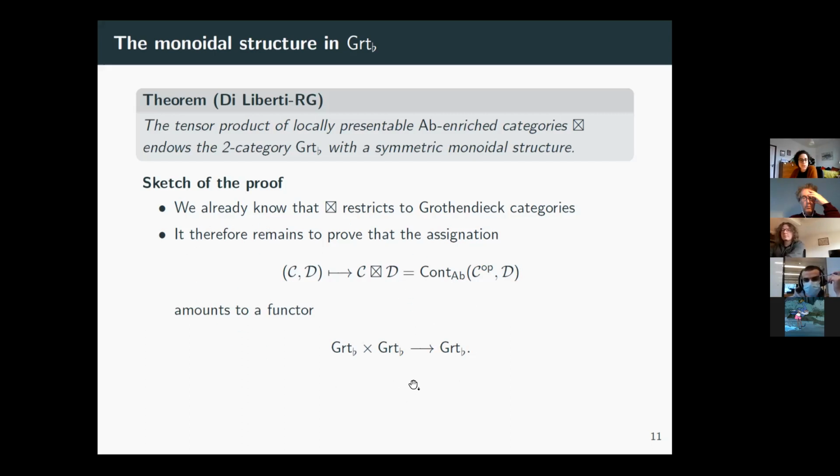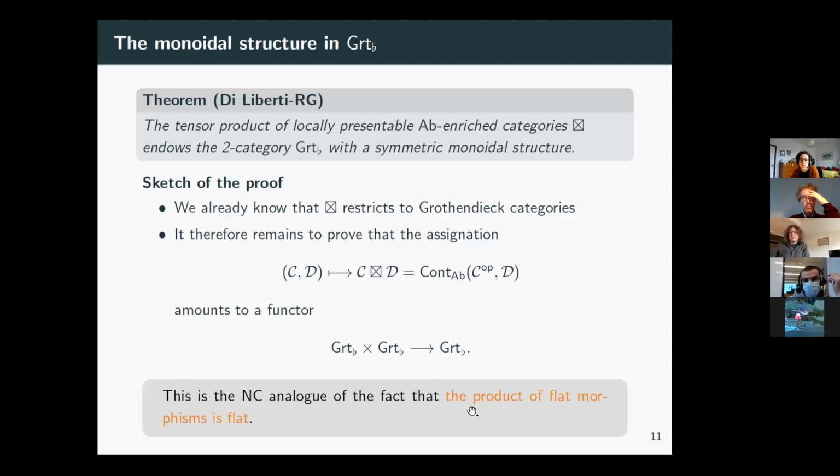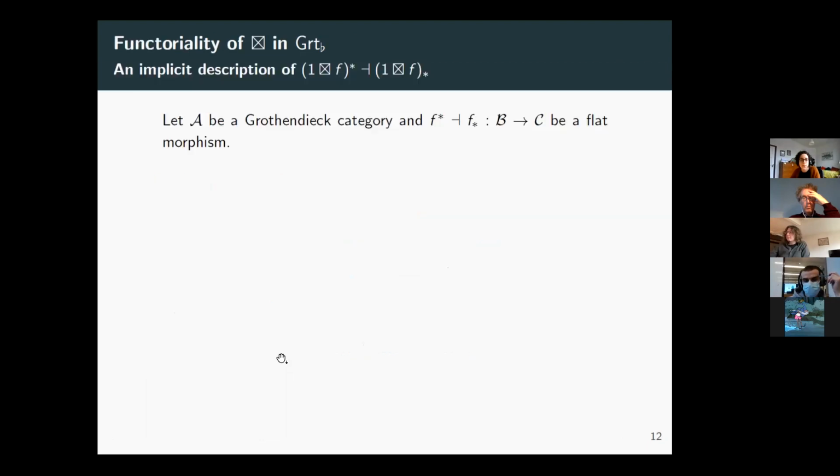So we have to prove the factoriality, which from the geometrical perspective is really proving that the product of flat morphisms is flat. This is true in the classical setup, and now we are proving it in this categorical non-commutative framework, so to say. And how do we do this?